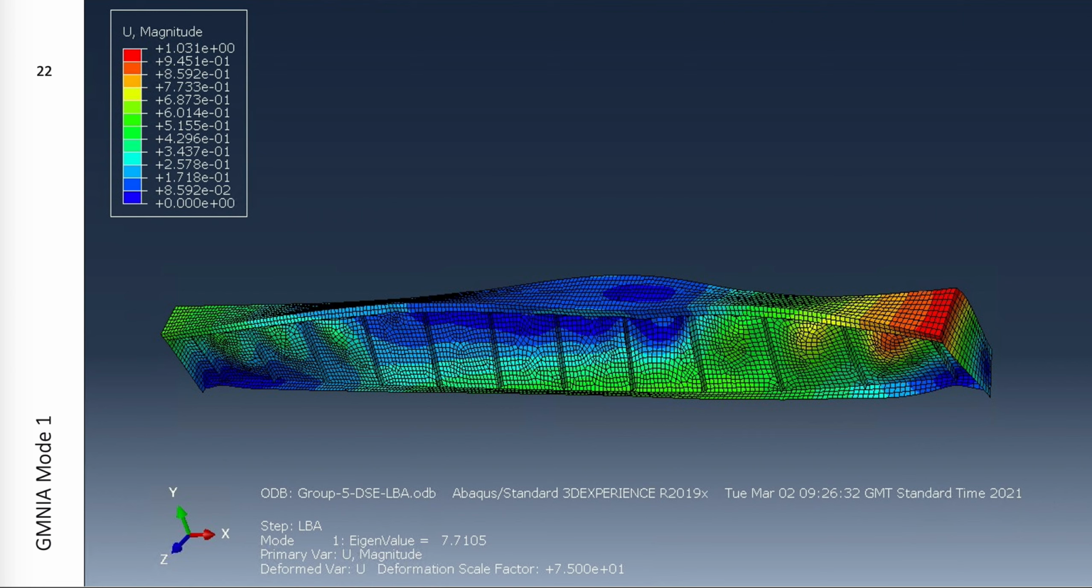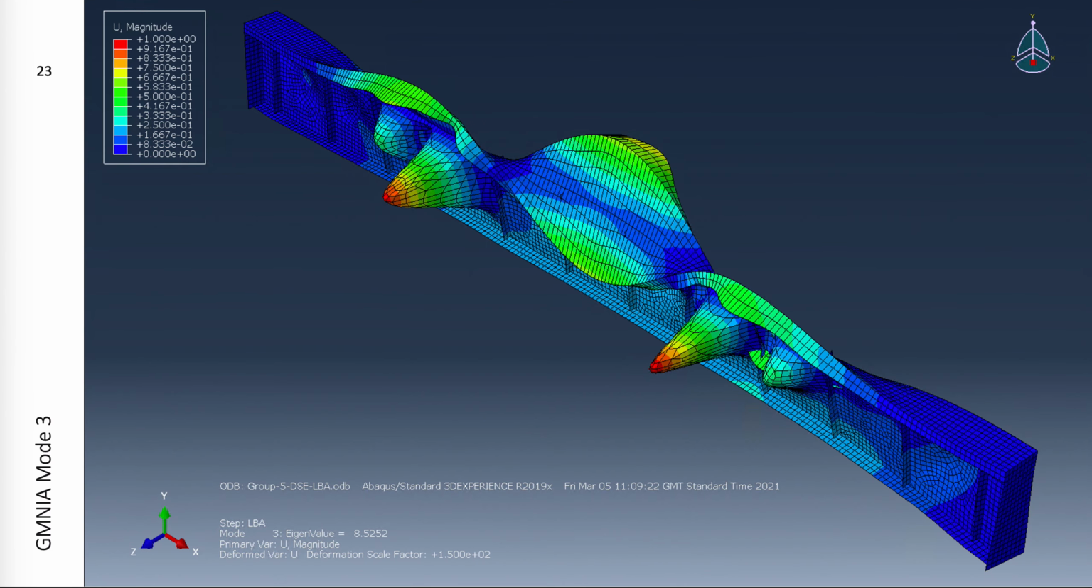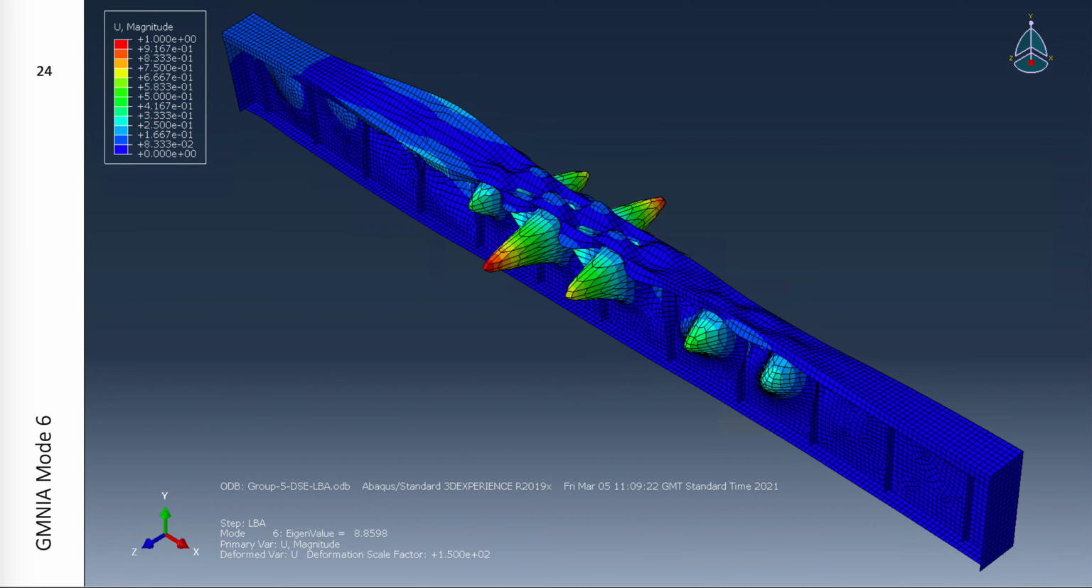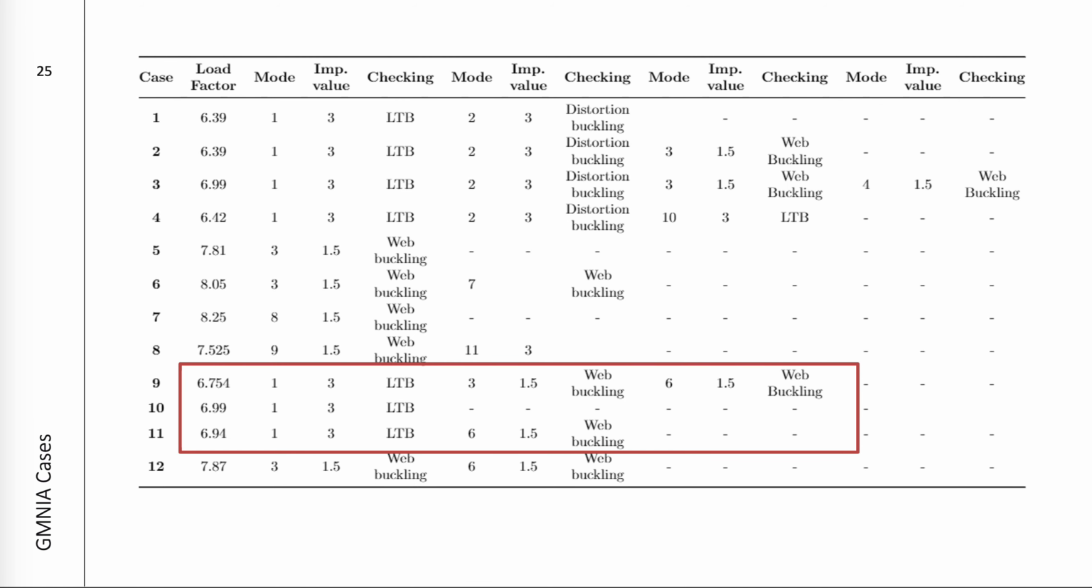Another set of cases involved introduced imperfections in modes 1, 3, and 6, noting mode 1 is LTB, mode 3 is a combination of distortional and web shear buckling, and mode 6 is compressive buckling in the web. These failure modes are common in I-beams, and a combination of these modes could provide insight on how different failure modes interact. Tests were performed by introducing imperfections to mode 1, 1 and 6, and 1, 3, and 6 separately.